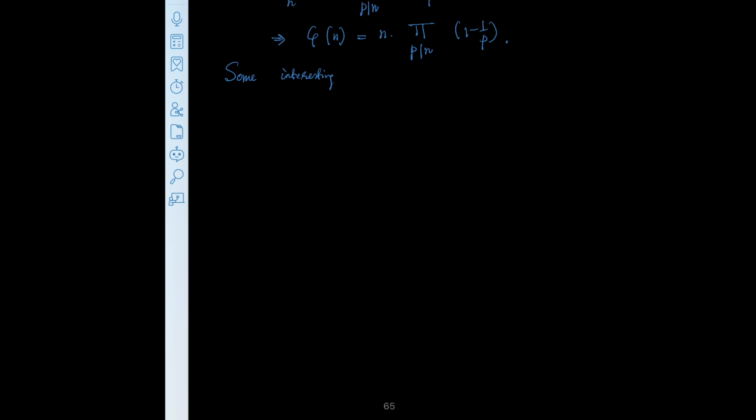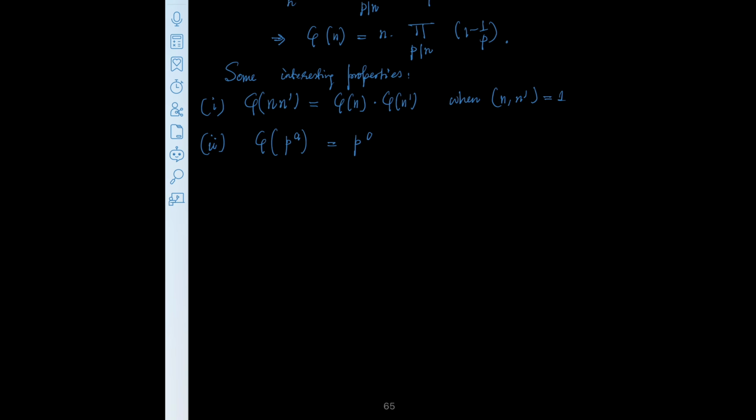We are interested in some interesting properties of phi n. First, phi of n times n prime equals phi n times phi n prime when GCD of n comma n prime is 1, that means they are co-prime. And the second property is phi of p to the power a equals p to the power a minus 1 times p minus 1. So just plug in n equal to p to the power a in the formula.